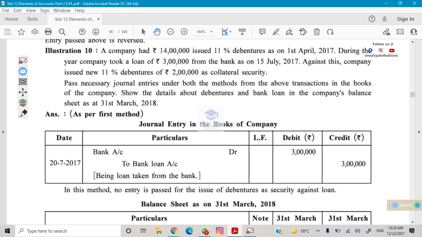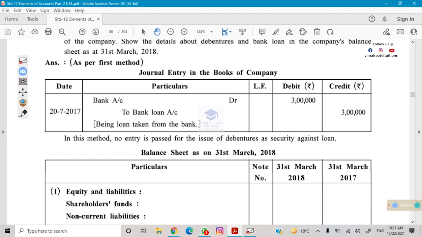So illustration 10. Company had issued 14 lakh rupees 10% debenture on 1st April 2017. During the year company took a loan of 3 lakh from bank on 15th July 2017. Against this company issued new 11% debenture of 2 lakh as collateral security. Pass journal entries under both the methods in books of the company. Show the details about debenture and bank loan in company's balance sheet.